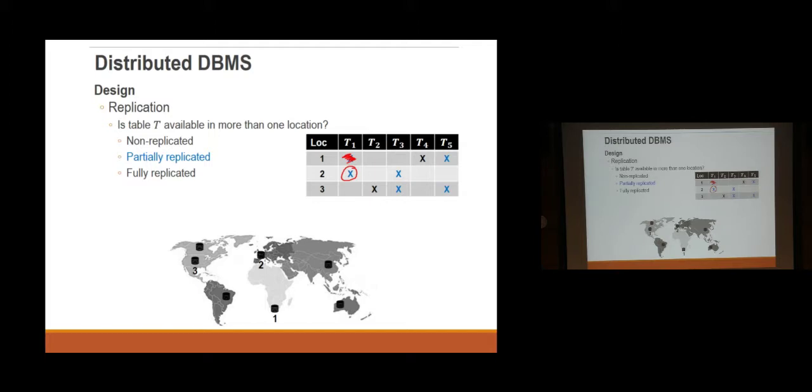When you want to update a single row in T1, you have to update in 2 different locations, in 2 different geographical locations. Okay, and this can be very, very costly. The last one is that it's fully replicated. So everything is perfectly replicated everywhere. Okay, so updates are going to be very, very expensive because you have to update everywhere.